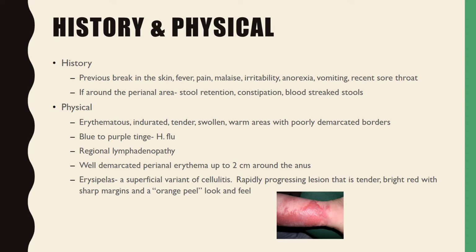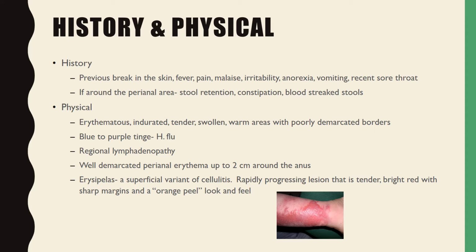For your physical exam, it's going to be erythematous, indurated, tender, swollen, warm areas with poorly demarcated borders. It can have a blue to purple tinge, and that's usually if it's H. flu. You may see some regional lymphadenopathy. It has a well-demarcated perianal erythema up to 2 centimeters around the anus.